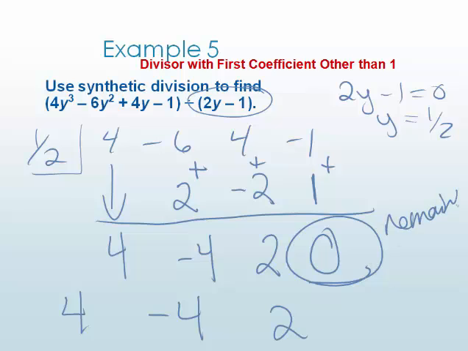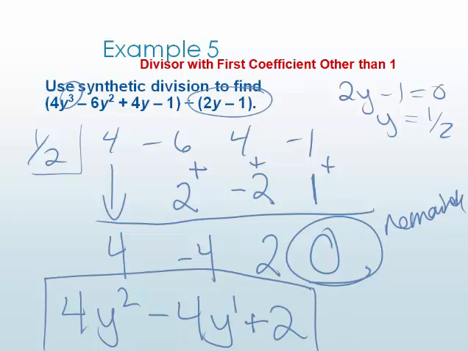And how do we know which degree to use? Well, we started with y cubed, so we use 1 less than the original, y squared. And this would be y to the 1, and this would be y to the 0. So let's look at it again.